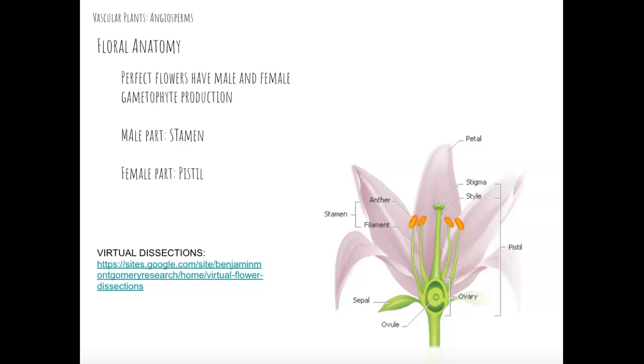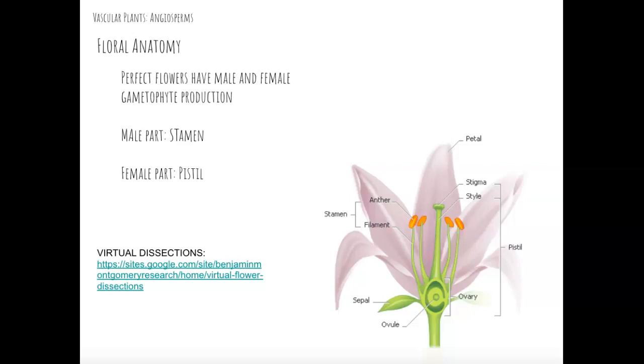The pollen will grow a pollen tube down through the style, which is that long tube, and once it makes its way down the style, the pollen will then transfer down into the ovary and fertilize the ovule that's in the ovary. The male part of the flower is called the stamen.